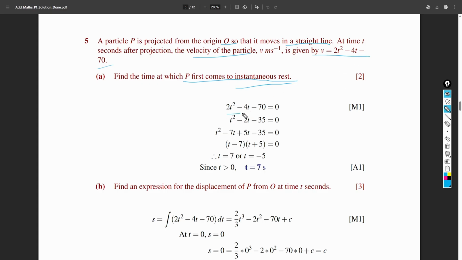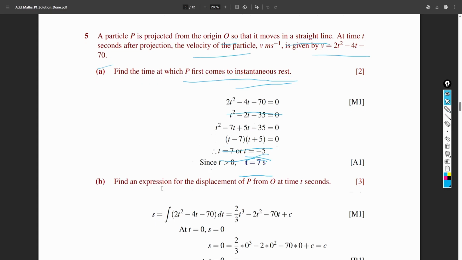So we set the equation to 0, and then using middle term breaking, we find the 2 values. But over here we have 2 answers, right? When it says first comes to instantaneous rest, and also t starts from 0. Since we are seeing at t seconds after the projection, over here we have -5. Even though it's lower, it's still before the projection, right? At t equals -5, the particle was not even projected, so this doesn't really count in this question. So the answer is only t equals 7.